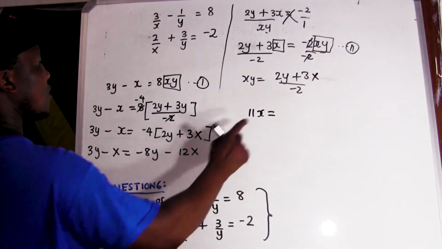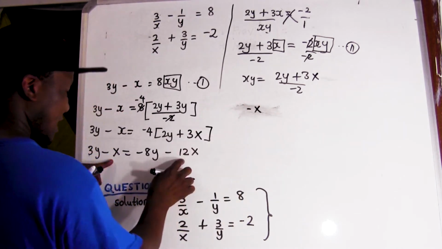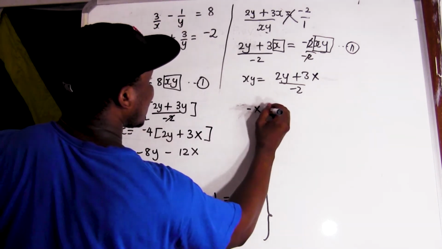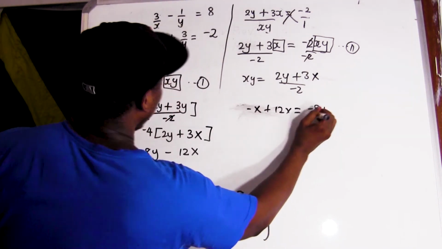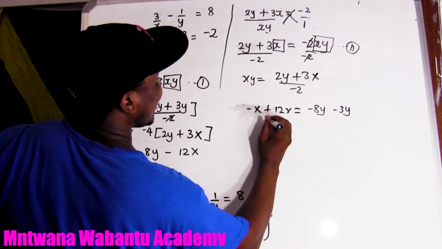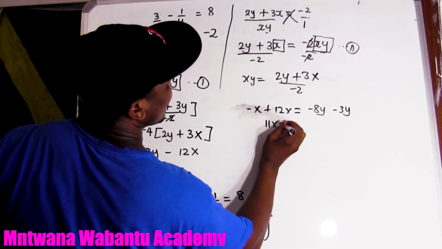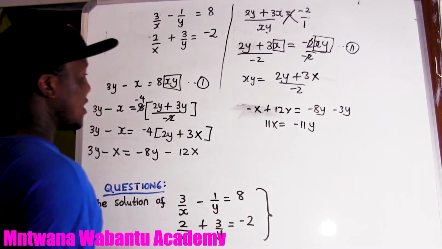Or should I go slow? Okay, let me just go slow so it's not going to confuse you. This -x, -12x coming back is going to be positive 12x. On the right hand side, we're left with -8y. You go over, so -3y. This is going to give us 11x equals -11y.